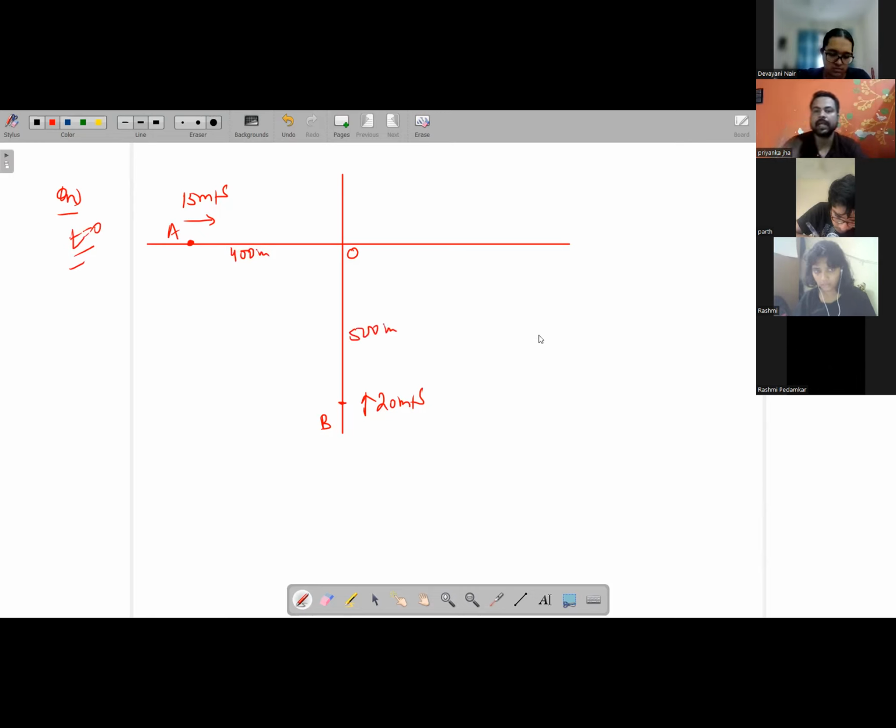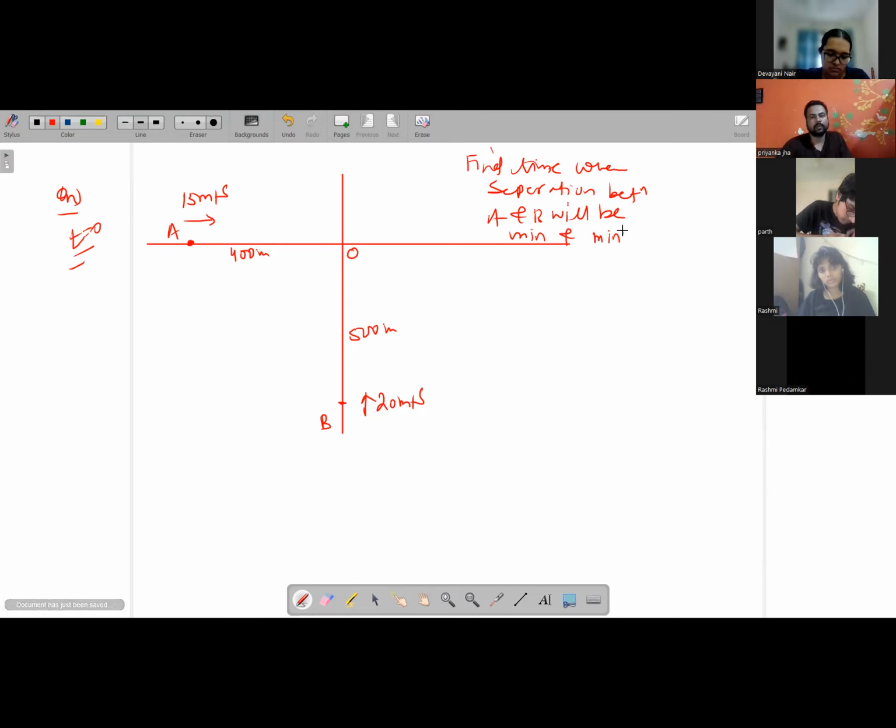Again, you have to do the same thing. Find the time when there is a minimum separation between A and B, and also the value of the minimum separation.